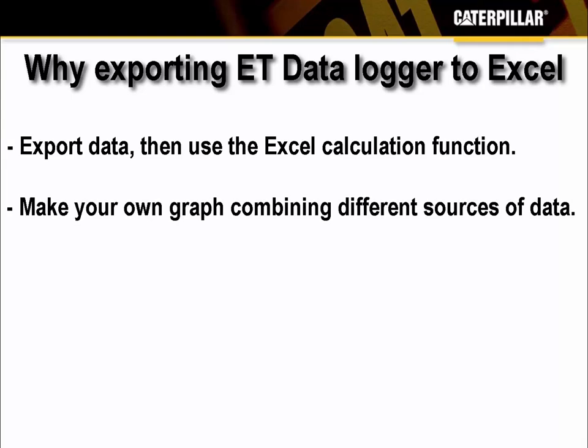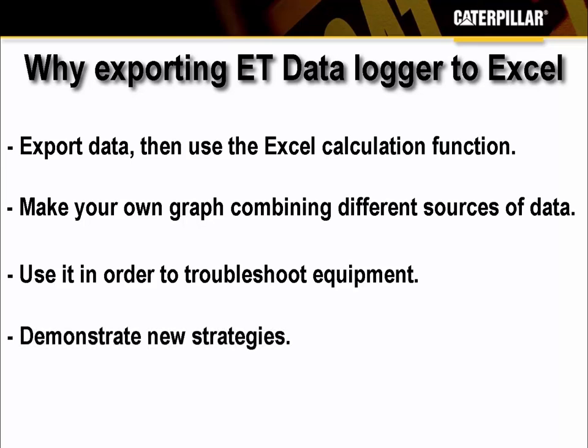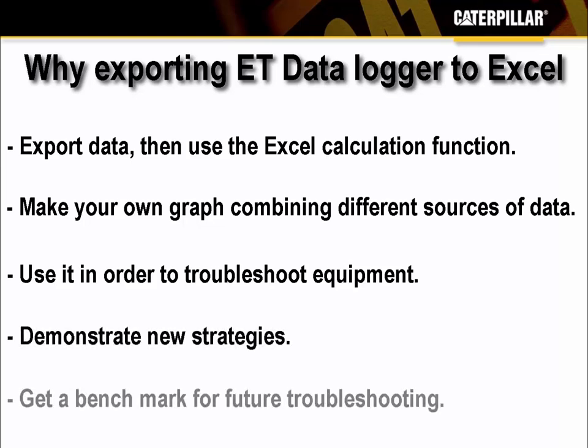For example, if you are using a multimeter to measure amperage, then a pressure data logger, and ET to get some data from the ECM, you can combine all that information into one graph. You can use such information to troubleshoot a machine or an engine. You can also demonstrate new strategies, and you can get a benchmark or a machine signature for future troubleshooting. I am going to show you two examples later on after this presentation.